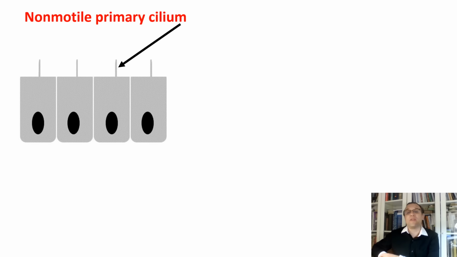In the retina of the eye, they are highly elaborate and form the light-absorbing part of the receptor cells. And in the kidney, they are thought to monitor the flow of fluid as it is processed into urine. Sensory cells in the nose have multiple non-motile cilia that bind other molecules.